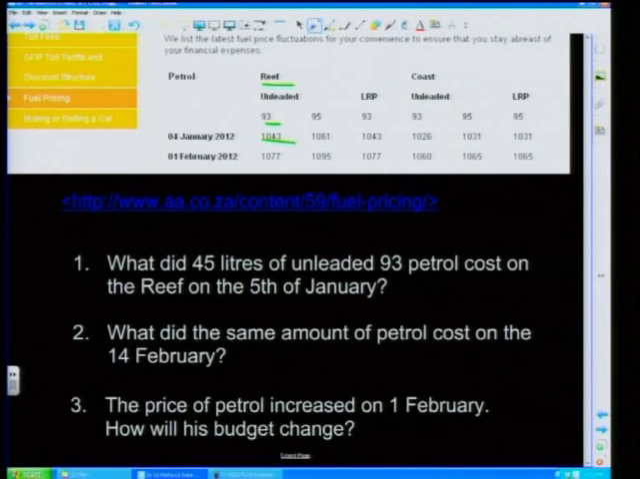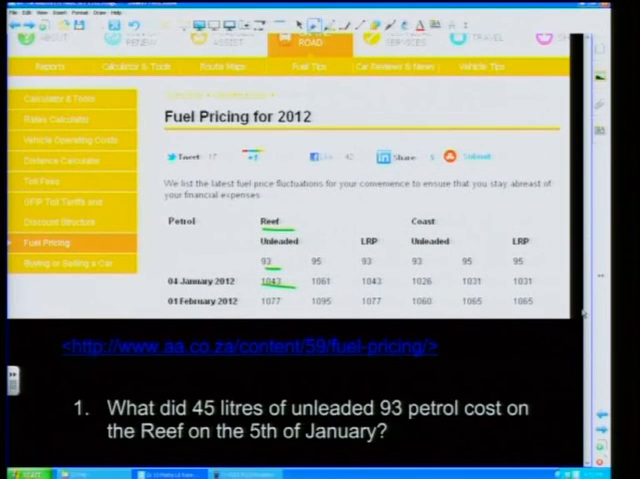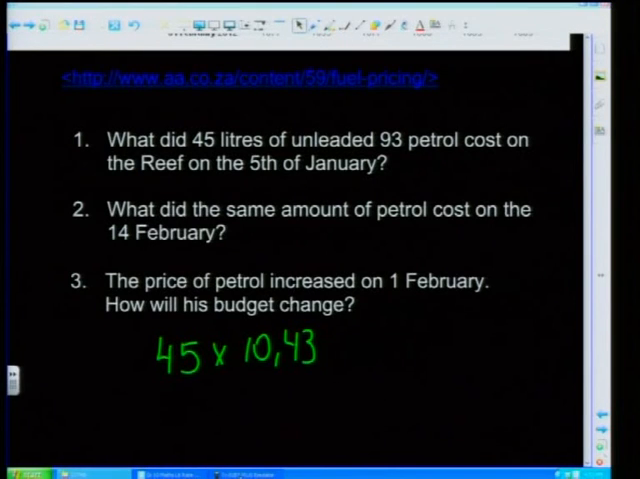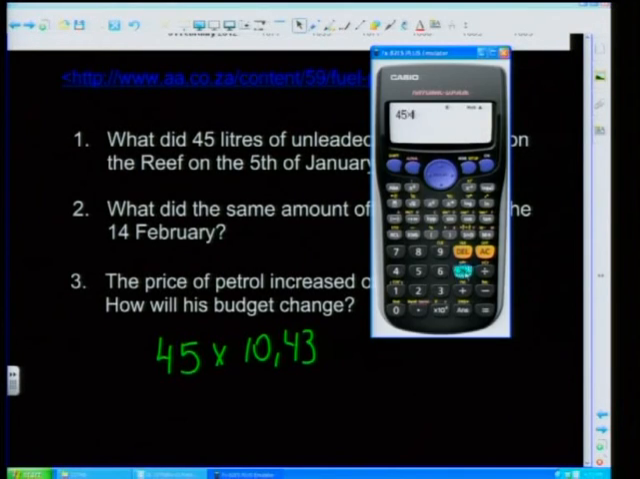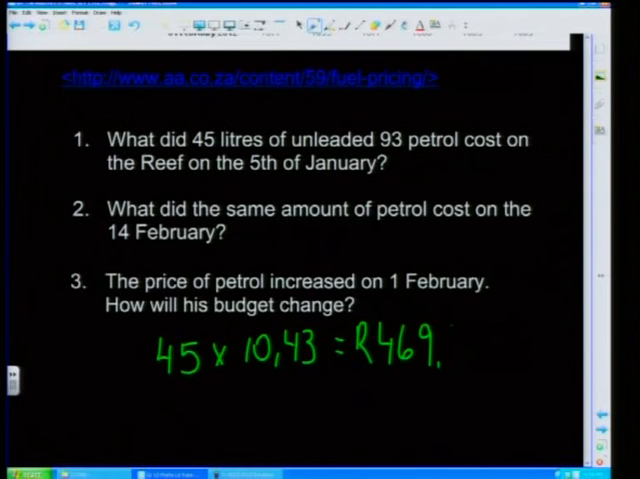So the 5th of January is R10.43. Remember I said to you that was in cents, so we've just changed it to rands. But we want to know 45 litres of petrol, so we're going to times that by R10.43. And let's use a calculator, and we've got 45 times R10.43, and we get our answer. It costs him R469.35. Remember, you need a unit, so it is rands.